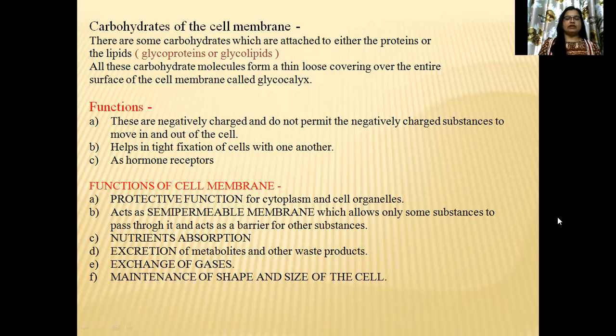Functions of cell membrane. Protective function for cytoplasm and cell organelles. Act as a semi-permeable membrane, which allows only some substances to pass through it and acts as a barrier for other substances. Nutrients absorption. Next is excretion of metabolites and other waste products, exchange of gases, and maintenance of shape and size of the cell.